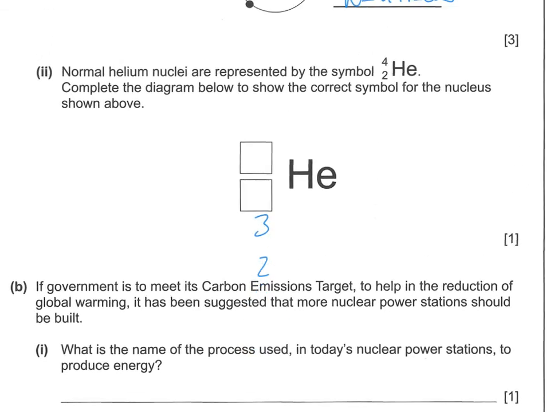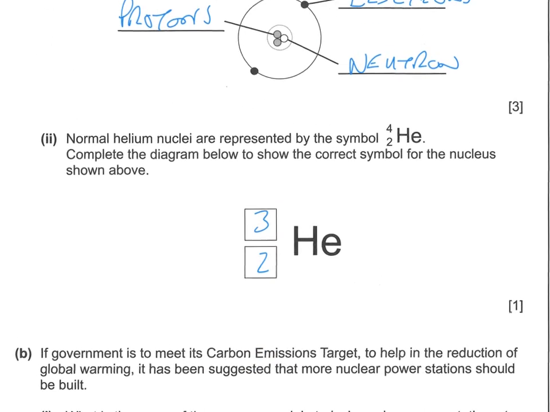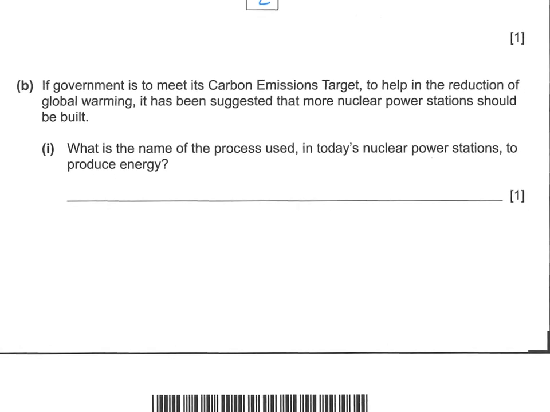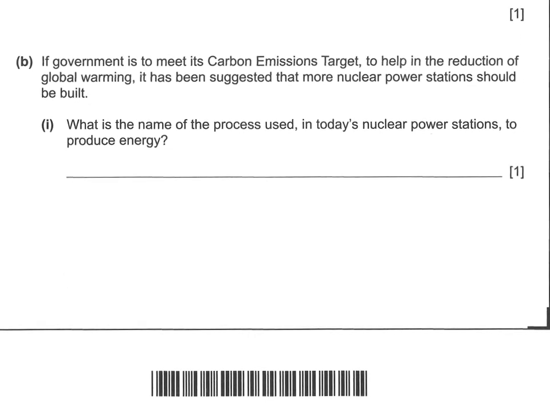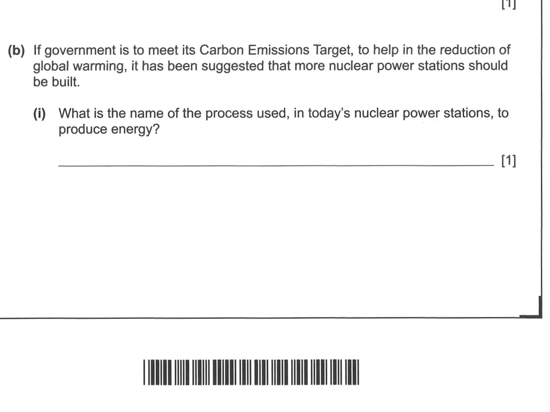Part B then. Oh, sorry. If our government is to meet its carbon emissions target to help the reduction of global warming, it has been suggested that more nuclear power stations should be built. What is the name of the process used in today's nuclear power stations to produce energy? So that's straight book work of fission.